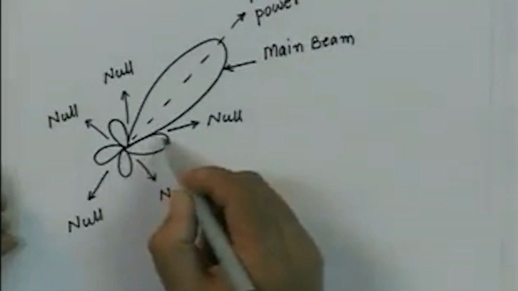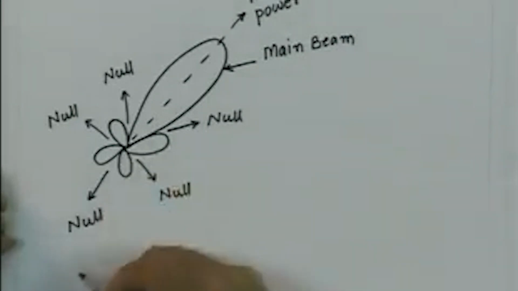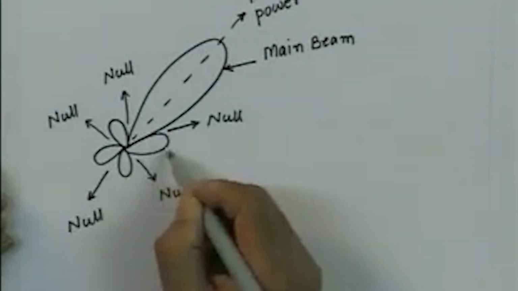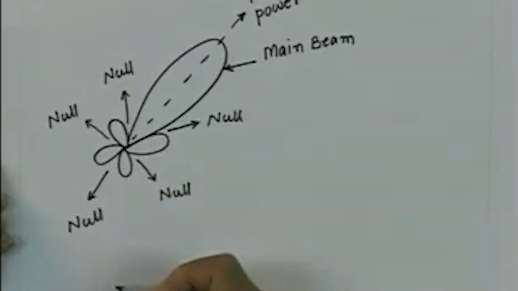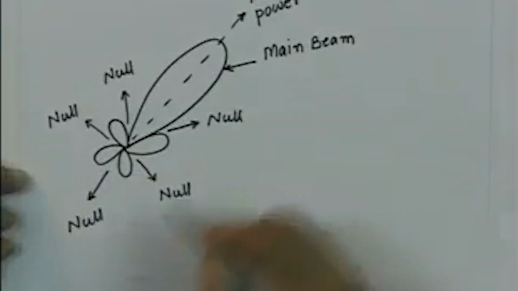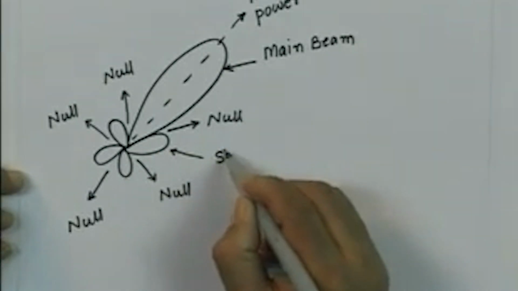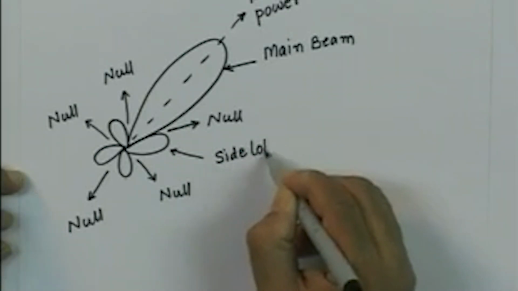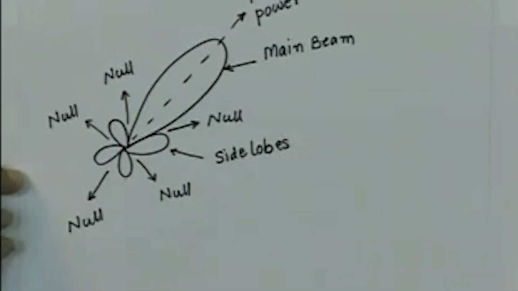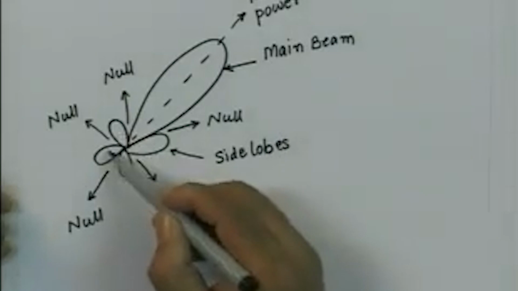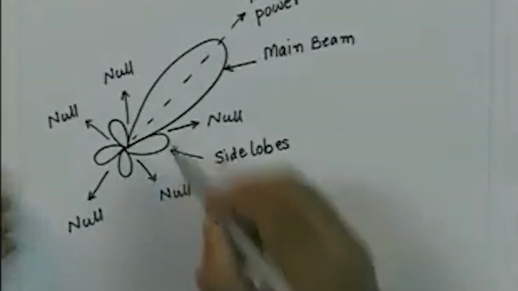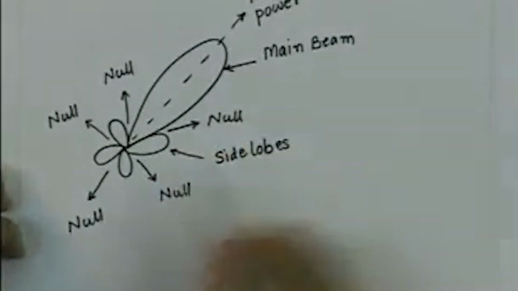And then all these minor lobes which you are seeing, the angular zones in which the power goes, again there is a local maximum, but this is much smaller compared to this. All these lobes are called the side lobes of the radiation pattern. So all these small ones are called the side lobes of the radiation pattern. So in this case we have 1, 2, 3, 4 side lobes, and we have one direction of what is called the main beam.